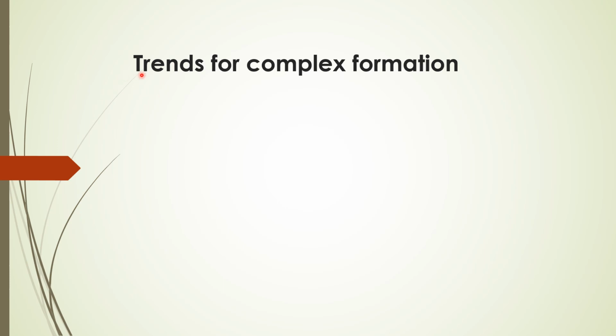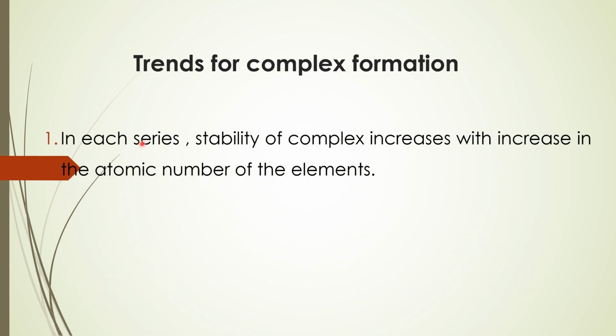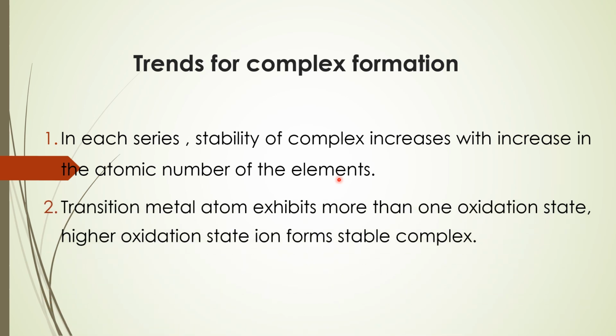Next, trends for complex formation. In each series, that is 3d, 4d and 5d, the stability of the complex increases with increase in the atomic number of the elements. Transition metal atoms, as we know, show more than one oxidation state, that is, variable oxidation states, and generally higher oxidation state ions form more stable complexes when compared with the transition metal atom in the low oxidation state.